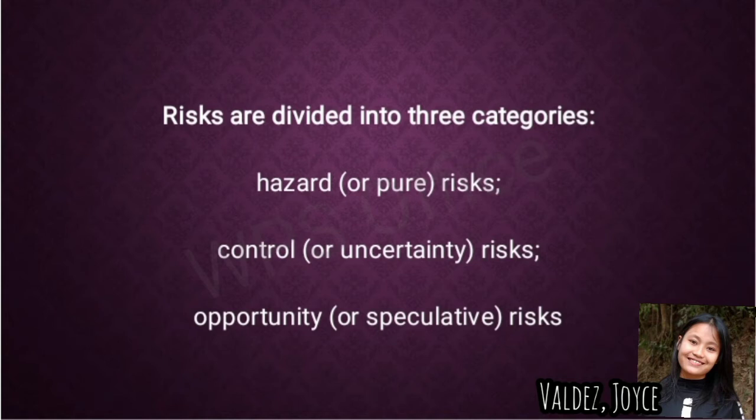There are usually three categories of risk. First is the hazard or pure risk. The second one is the control or uncertainty risk, and then the third one is opportunity or speculative risk.